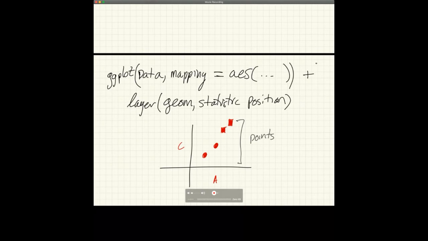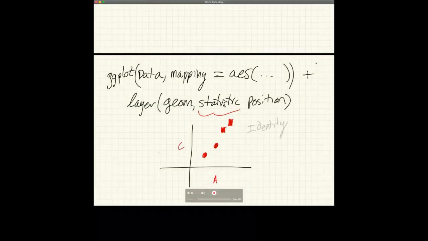Okay? That means that their statistic is what's called an identity. So it's an identity in this case. Why is it an identity? What does that even mean? Okay. So assume that up top, this would say something like x is equal to variable a and y is equal to variable c.